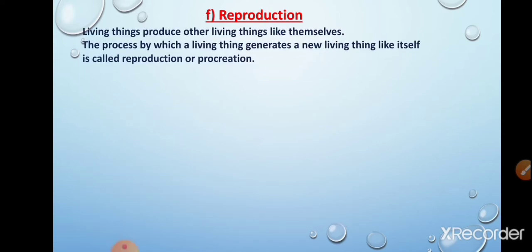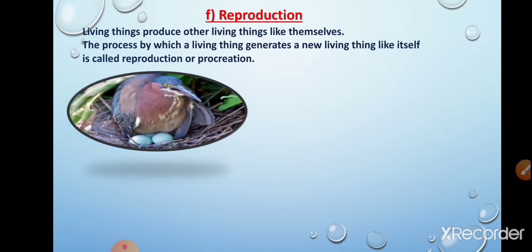So our next characteristic is reproduction. Living things produce other living things like themselves. The process by which a living thing generates a new living thing like itself is called reproduction or procreation.